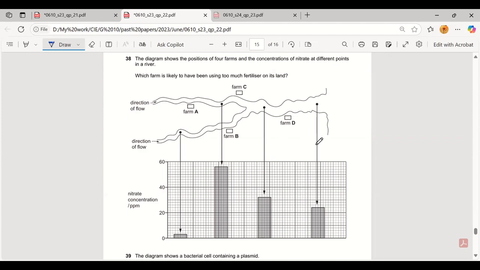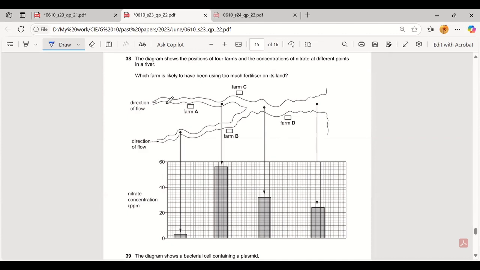I'll explain it again. If too much fertilizer is used, there will be a great concentration of nitrates leaching in the river. So the river will contain a very high nitrate concentration if the village is using too much fertilizer. So the concentration of the nitrates in the river following this farm will be the highest concentration of nitrates. C.